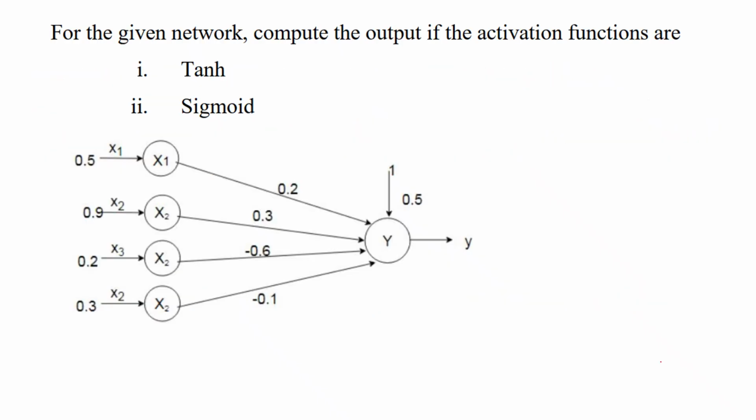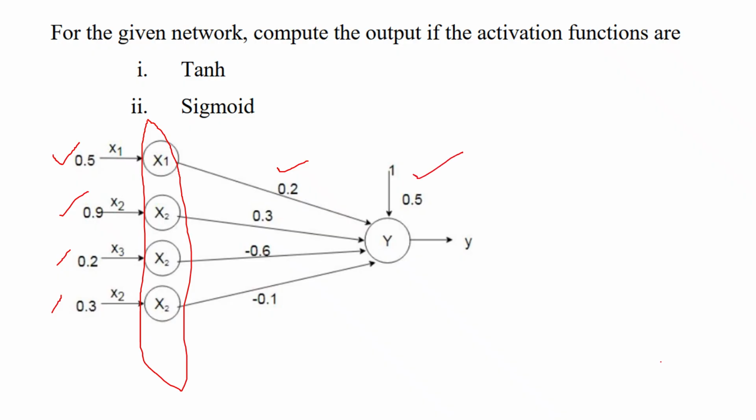So this is an example given. Let us compute the activation function value. Suppose this is a neural network that is given. Here you can see that we have four inputs, 0.5, 0.9, 0.2 and 0.3. This is your input layer and these are the inputs that are given. Again, these are the weights, and this is the bias that is given.